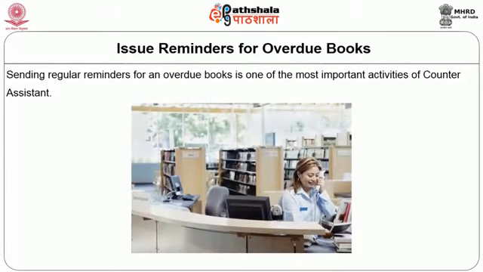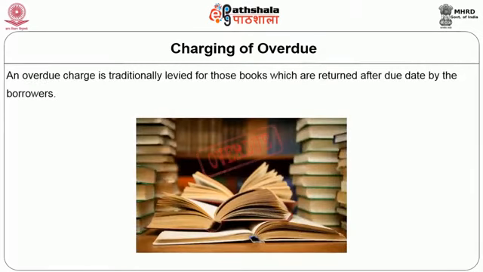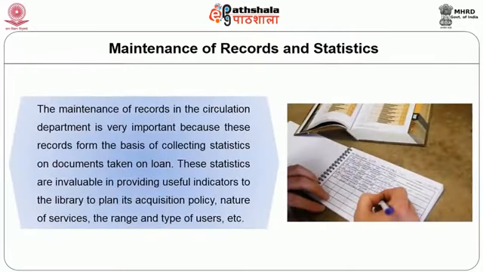Sending regular reminders for overdue books is one of the most important activities of the counter assistant. Then charging of overdue. An overdue charge is traditionally levied on those books which are returned after the due date by the borrowers. Maintenance of records and statistics. The maintenance of records in the circulation department is very important because these records form the basis of collecting statistics on documents taken on loan. These statistics are invaluable in providing useful indicators to the library to plan its acquisition policy, nature of service, the range and type of users, etc.